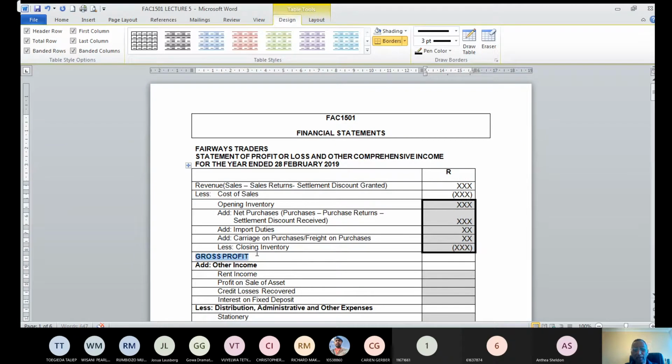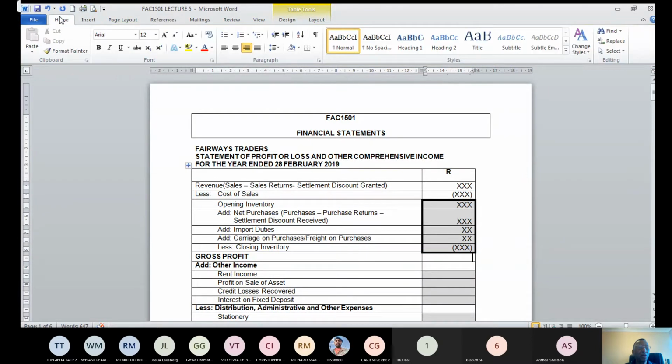Now we can calculate what is the gross profit of the business. Gross profit is also called our trading profit, and trading profit is the difference then between revenue and your cost of sales. So you will take your revenue amount minus your cost of sales, and that will give you then your amount of your gross profit.